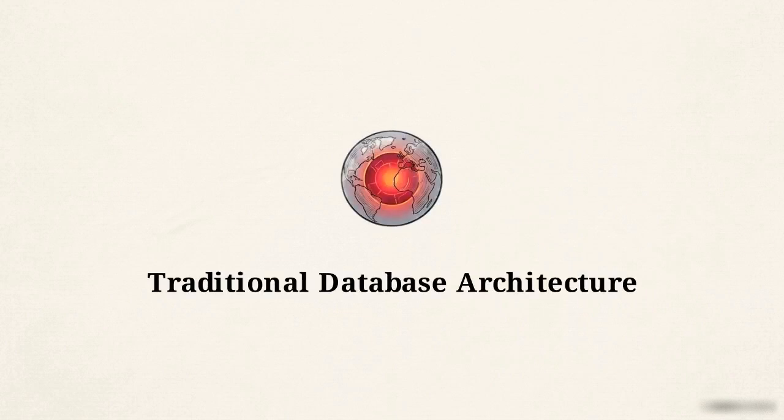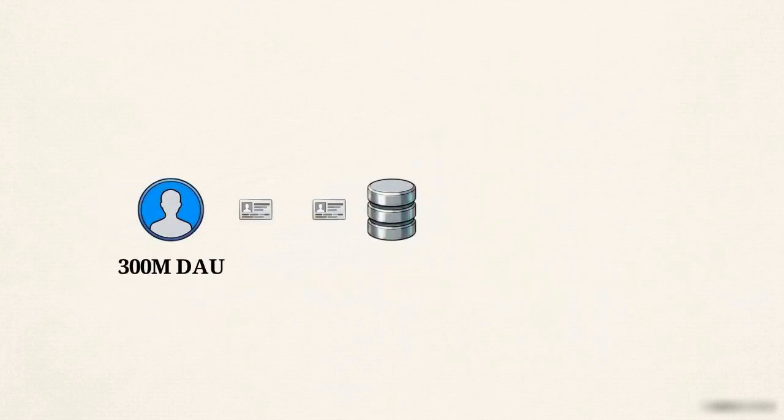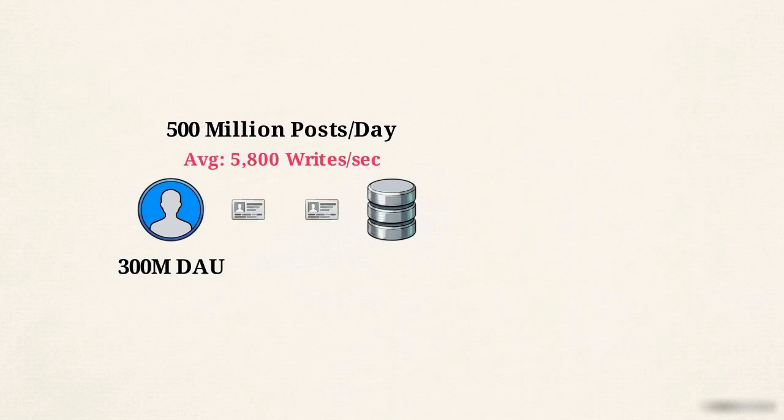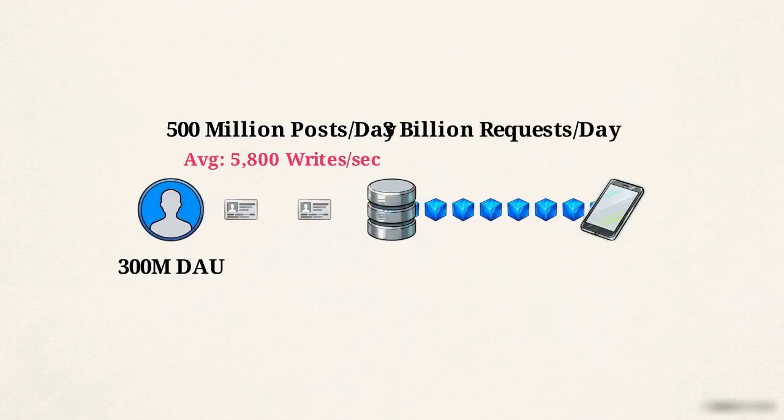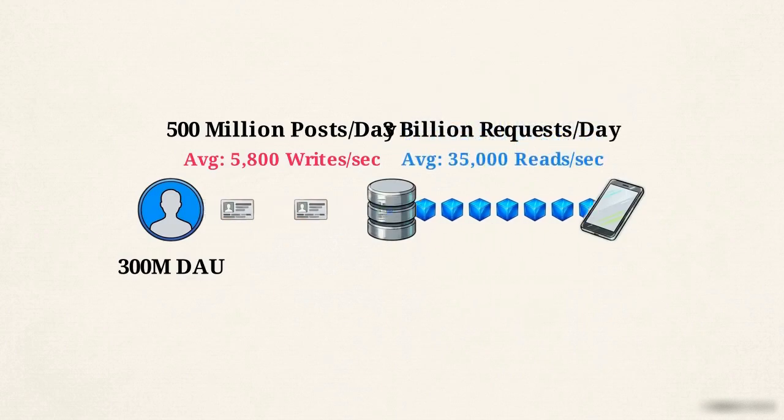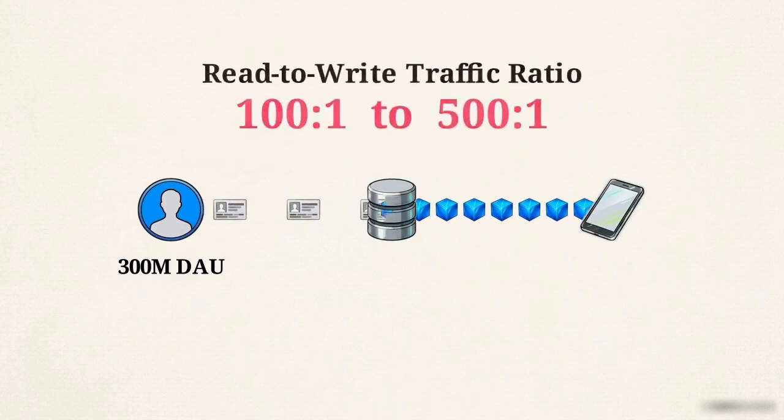Building a modern social feed requires operating at a scale that breaks traditional database architecture. We are looking at a baseline of 300 million daily active users, generating roughly 500 million new posts every single day. On the consumption side, those same users request to read their feeds 3 billion times a day. That creates a staggering imbalance.